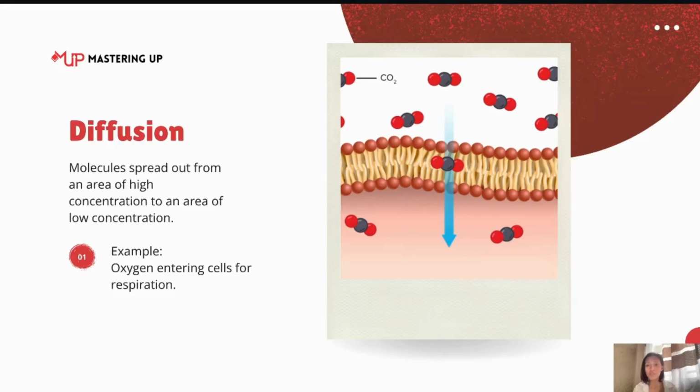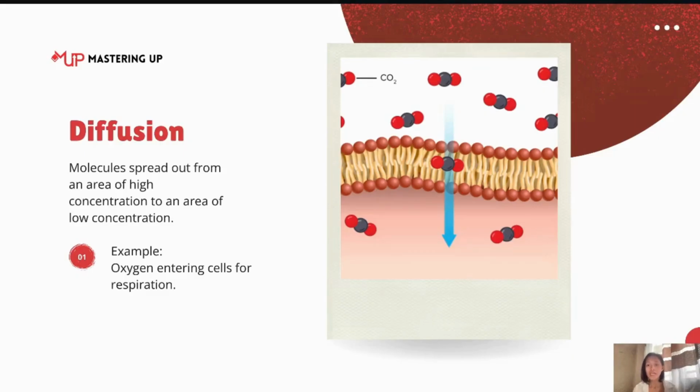Diffusion is the movement of molecules from an area of higher concentration to an area of lower concentration until equilibrium is reached. This is where concentrations are equal. For example, if you open a bottle of perfume in a room, the fragrance molecules will spread out from the area of high concentration to areas of lower concentration.